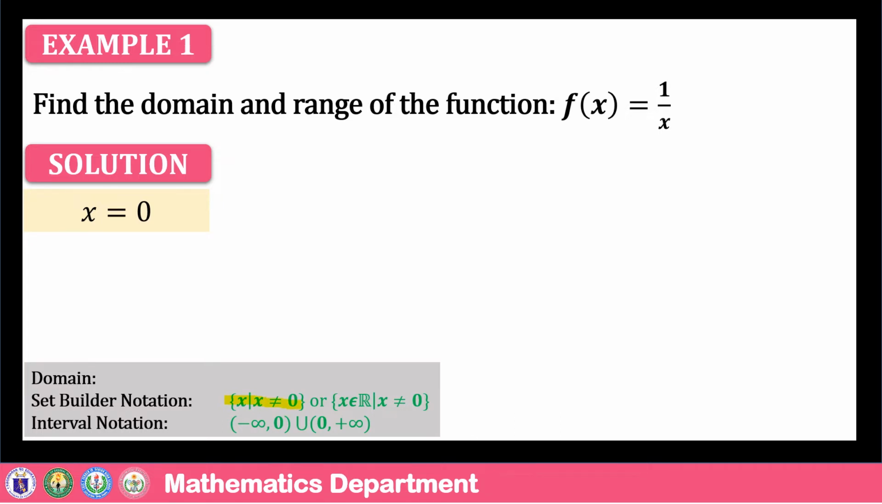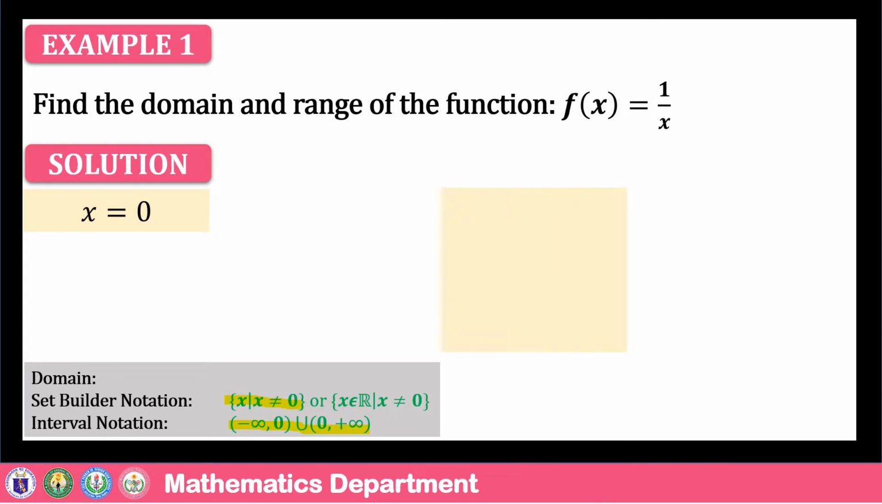Or pwede rin nating sabihin na set of all x which is an element of our real number such that x is not equal to 0. Sa interval notation naman, pwede natin itong isulat as negative infinity to 0, union 0 to positive infinity. So, ibig sabihin yan, yung 0 dito sa ating notation ng domain ay excluded siya.